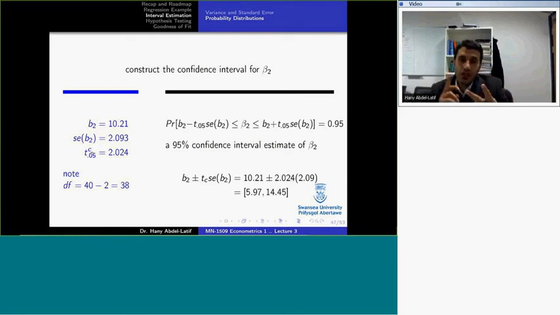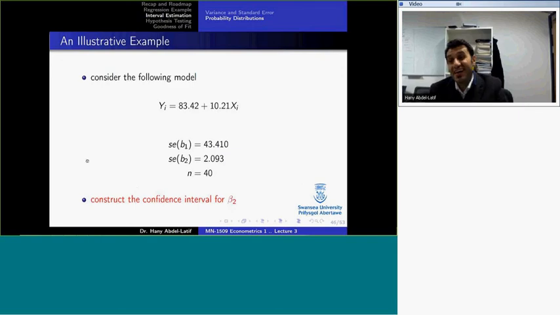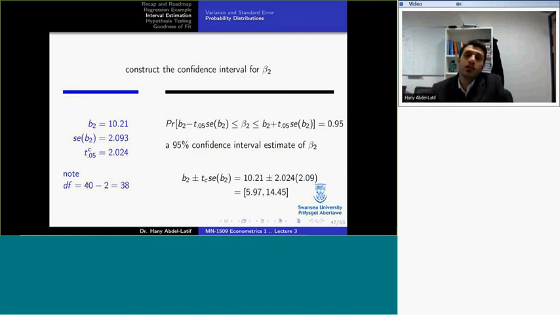We need two things. You need alpha, which is here 5%, and you need the degrees of freedom. The degrees of freedom is n minus k, and since n is 40, that's the number of observations, and we have two parameters we estimated here, so k equals 2, then the degrees of freedom will be 40 minus 2, which is 38. So if you go to 38 and 5%, this will give you 2.024.